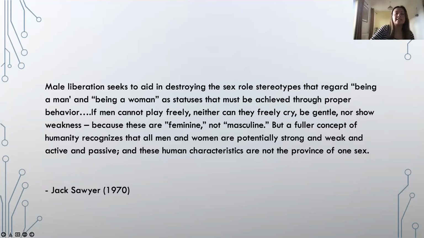Psychologist Jack Sawyer stated in 1970 that male liberation calls for men to free themselves from the sex role stereotypes that limit their ability to be human. Stereotypes included how men related to women, questions of power and dominance in public and private life, and the ability to fully express emotions.